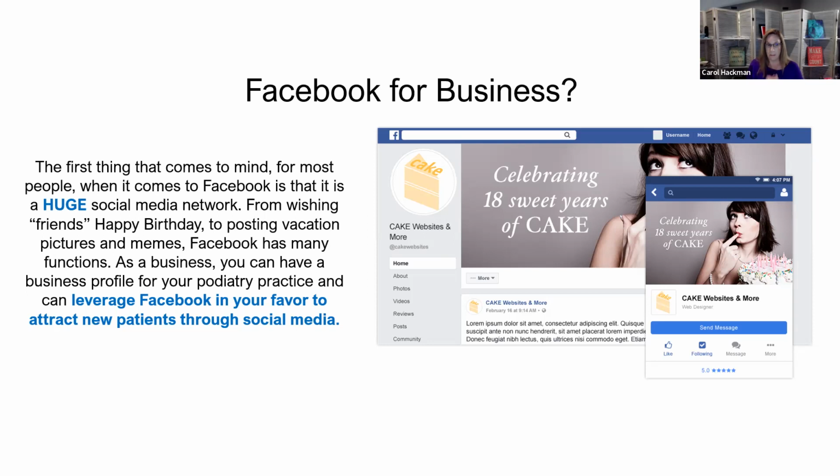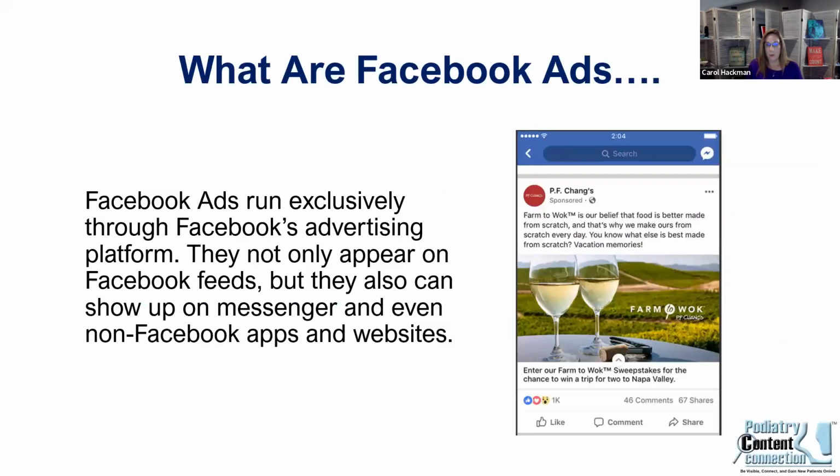Facebook has many, many, many functions. But as a business, and having a business profile, you can leverage Facebook in your favor to attract new patients through social media, because this is where a lot of people are as well. So these ads run exclusively through the Facebook platform.